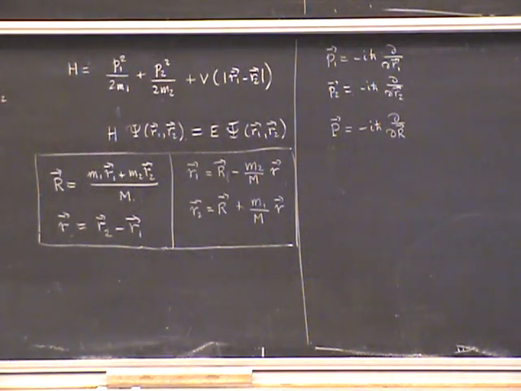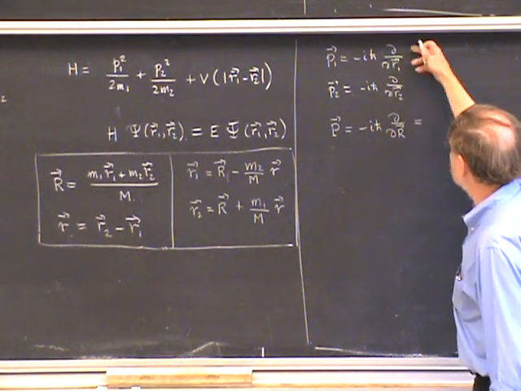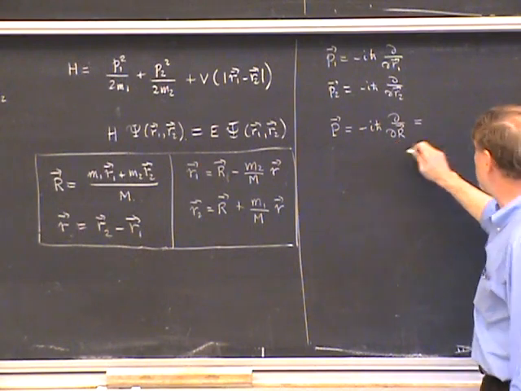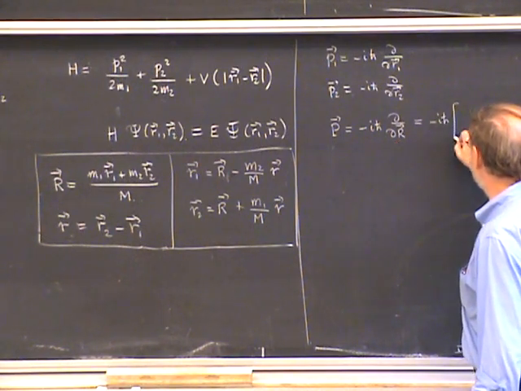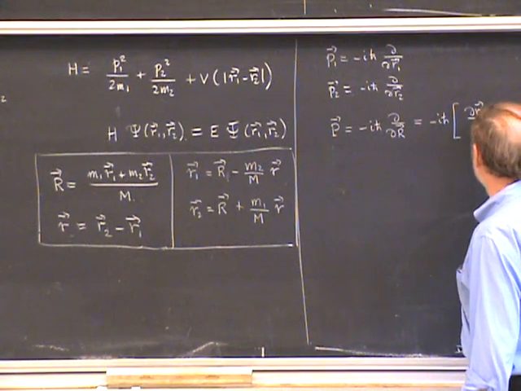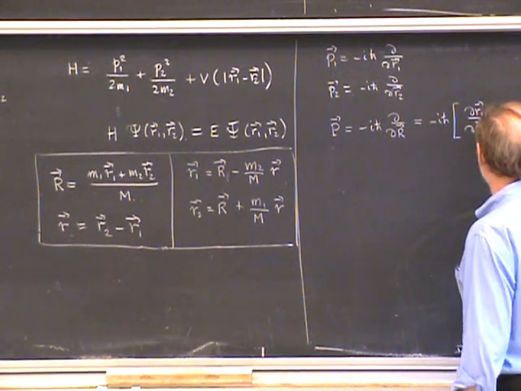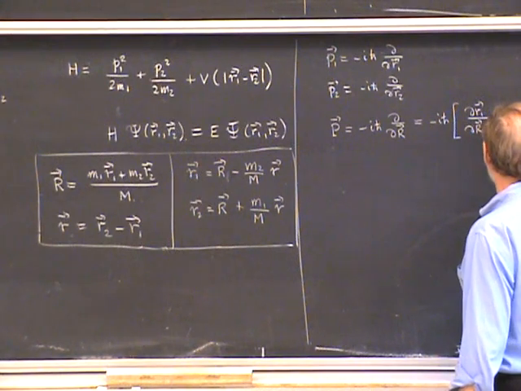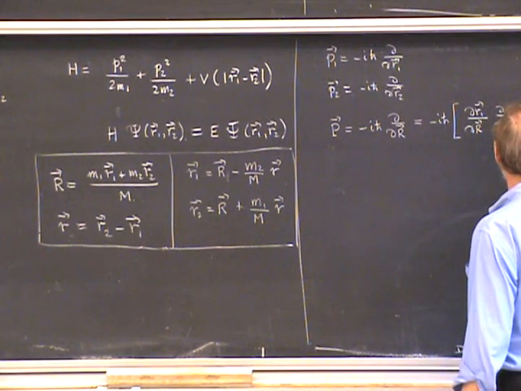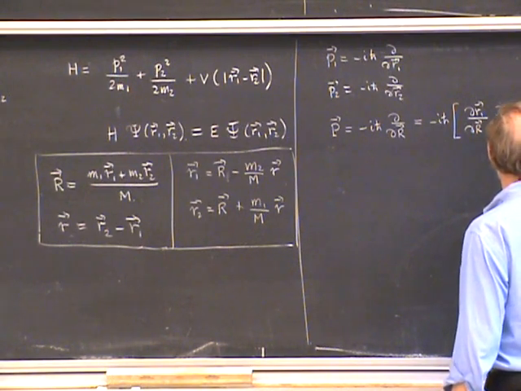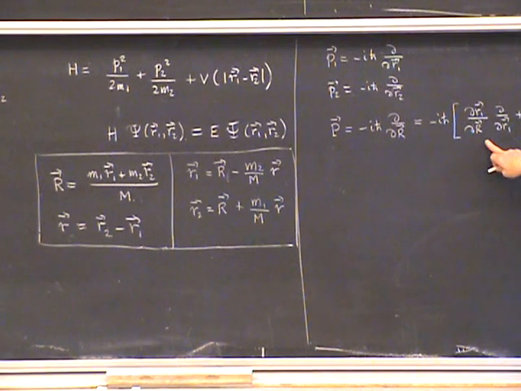Just make that definition. Well, this can be expressed in terms of the other two momenta just by using the chain rule. This becomes minus i h bar multiplied times dr1/dR times d/dr1 plus dr2/dR times d/dr2. These are really vectors here, and so to get it right, this thing is really a matrix. You contract the r1 there with the r1 there. If you want to put i's on it like this, introduce a sum on i.